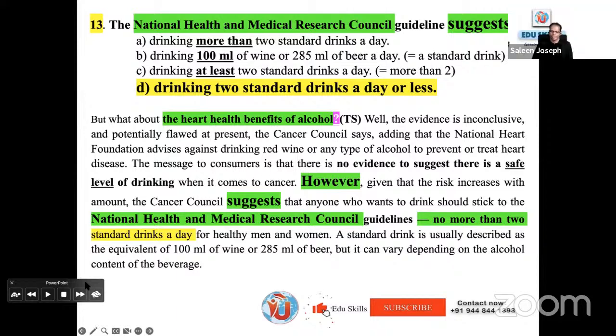Okay, now, thank you. Options, please. Option A: drinking more than 2 standard drinks a day. Option B: drinking 100 ml of wine or 280 ml of beer a day, a standard drink. Option C: drinking at least 2 standard drinks a day, more than 2. Option D: drinking 2 standard drinks a day or less.